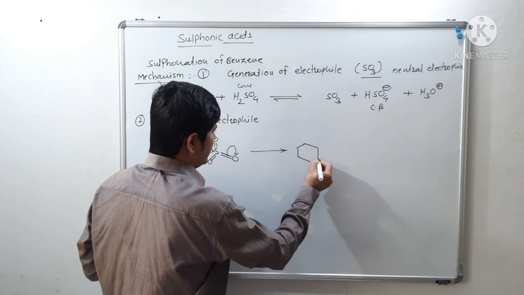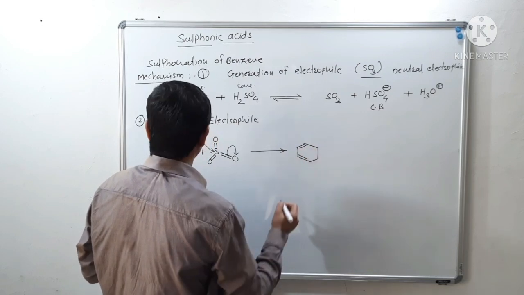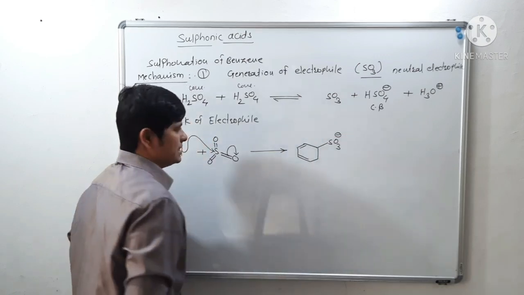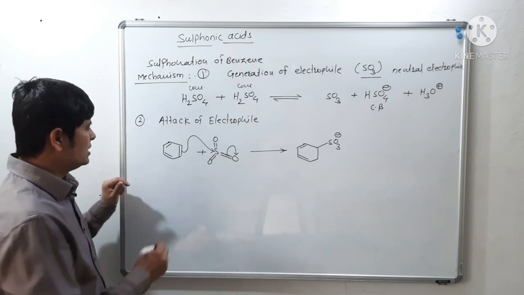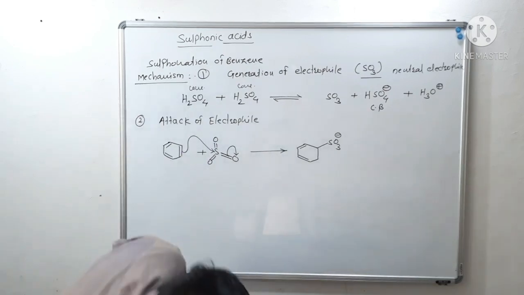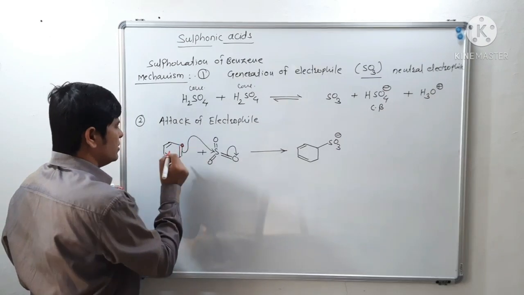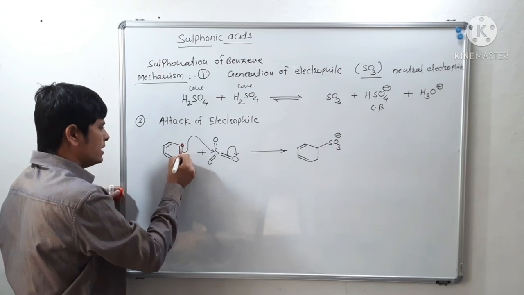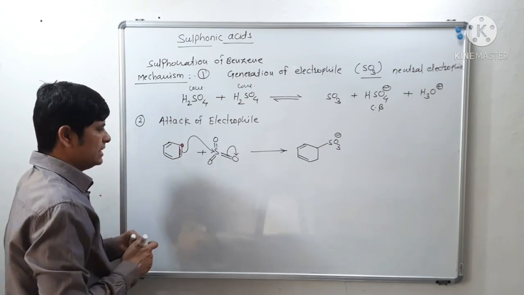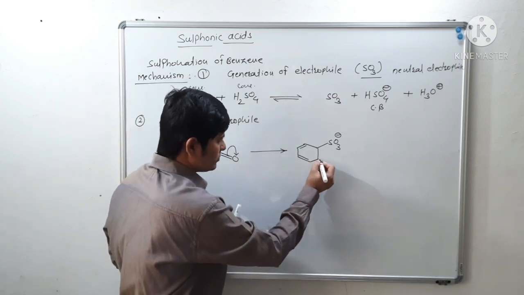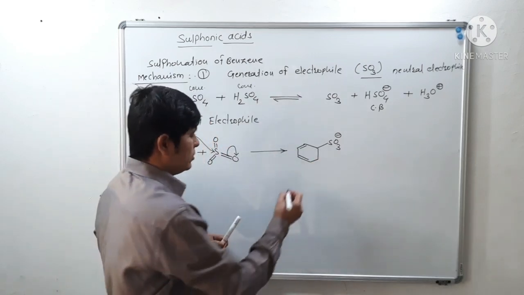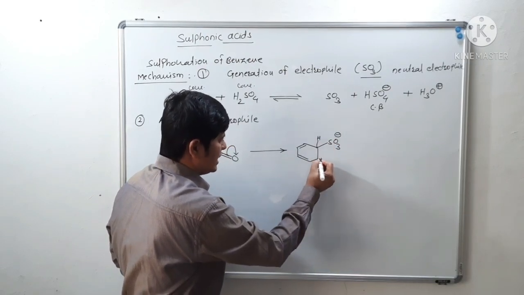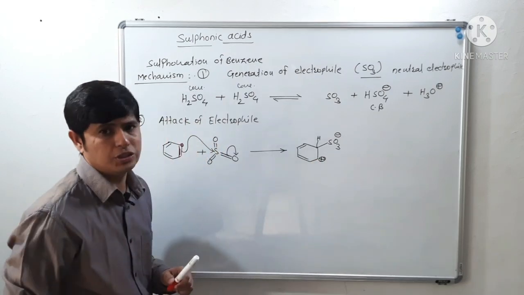A new carbon-sulfur bond will form. I am writing it like this, SO3 minus. See here, this carbon is forming a bond with this sulfur by using this pi bonding electron density. Now this carbon does not have its valency satisfied, hence we write a positive charge here.